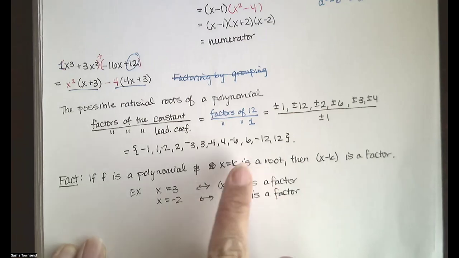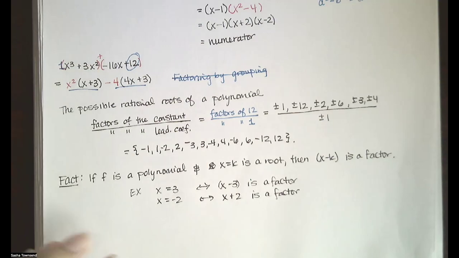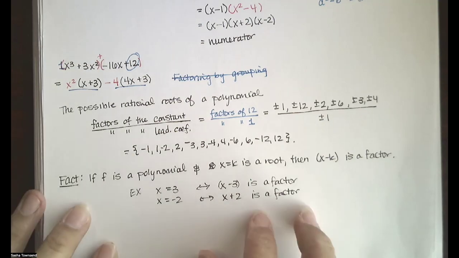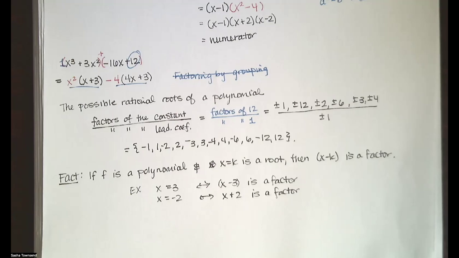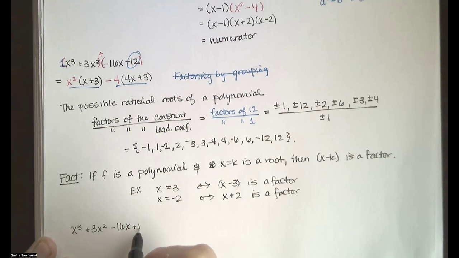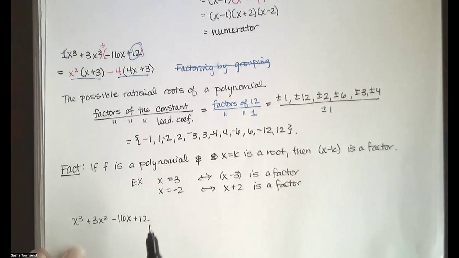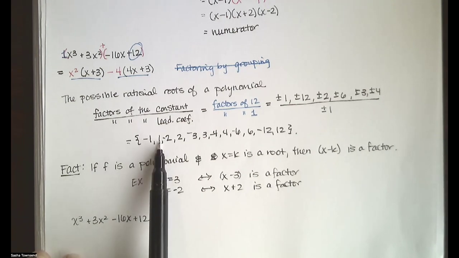So we're going to plug some numbers in from this list into that function. And if we get a 0 out, then it'll allow us to find at least one factor of that cubic polynomial. So we've got x cubed plus 3x squared minus 16x plus 12. And we're just going to guess. I like to guess small integers first. So I might guess, let's say x equals 1.